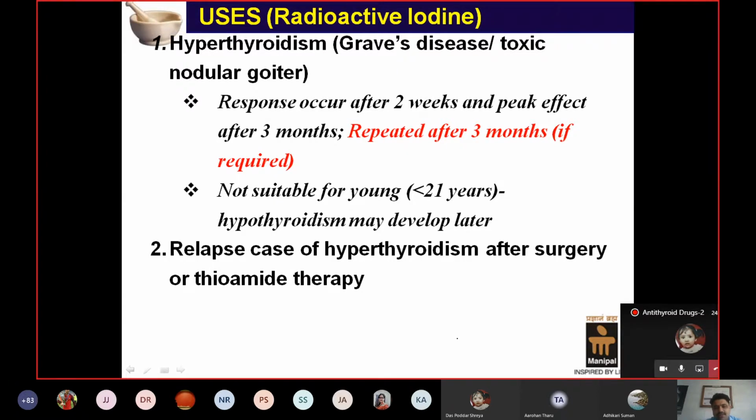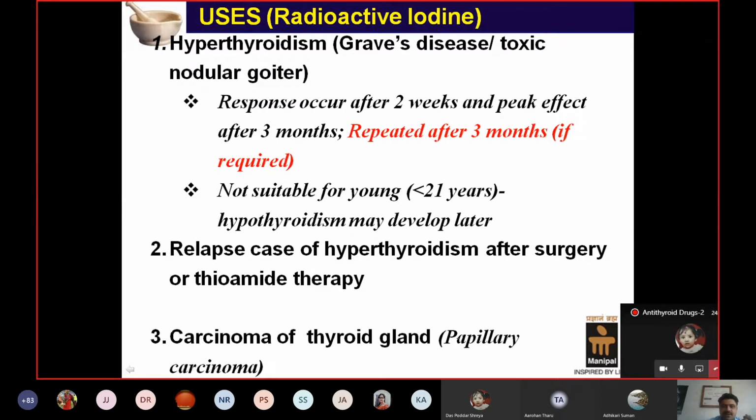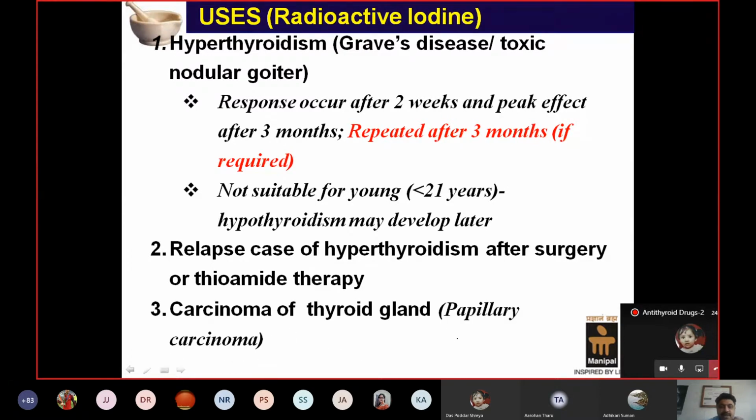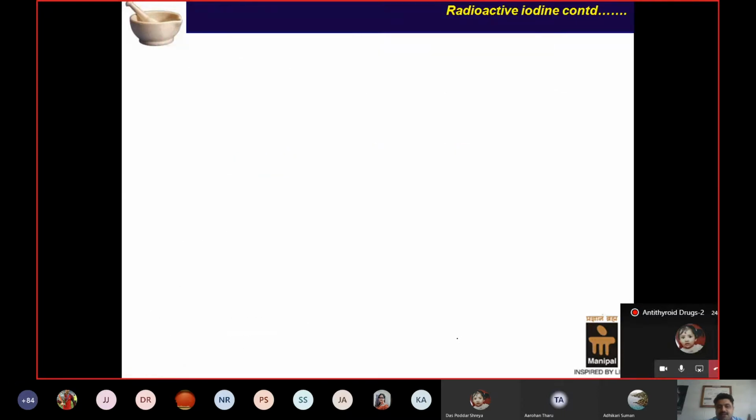So in relapse of hyperthyroidism after surgery or thioamide therapy, meaning carbimazole, methimazole, it could be used. And carcinoma of the thyroid gland, also it could be used. Basically this radioactive iodine therapy is an alternative to surgery.